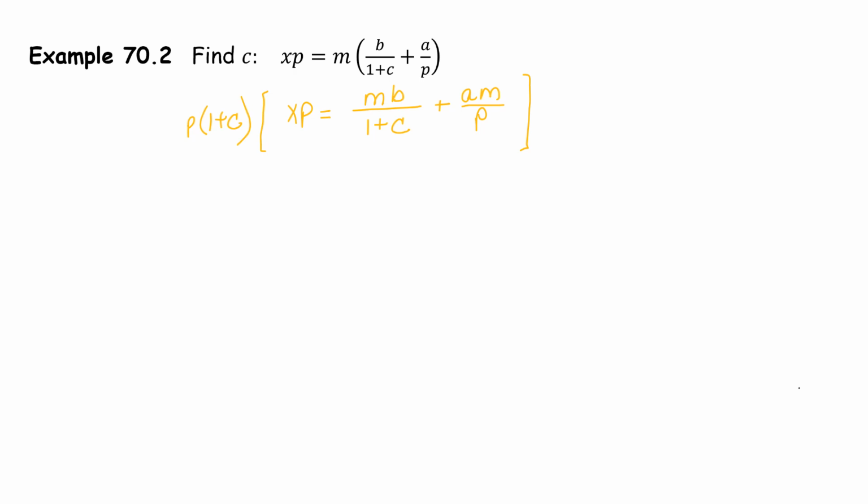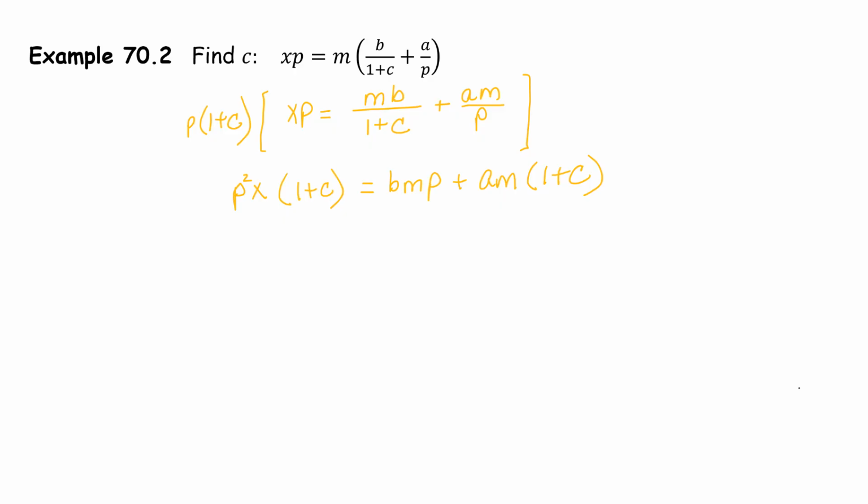So when we multiply p times 1 plus c times xp, we're going to end up with p squared x times 1 plus c. And on the right side, when we multiply p times 1 plus c by the first term, the 1 plus c is going to cancel and we'll be left with pmb. And then when we multiply p times 1 plus c times am over p, the p is going to cancel and we'll just end up with am times 1 plus c.